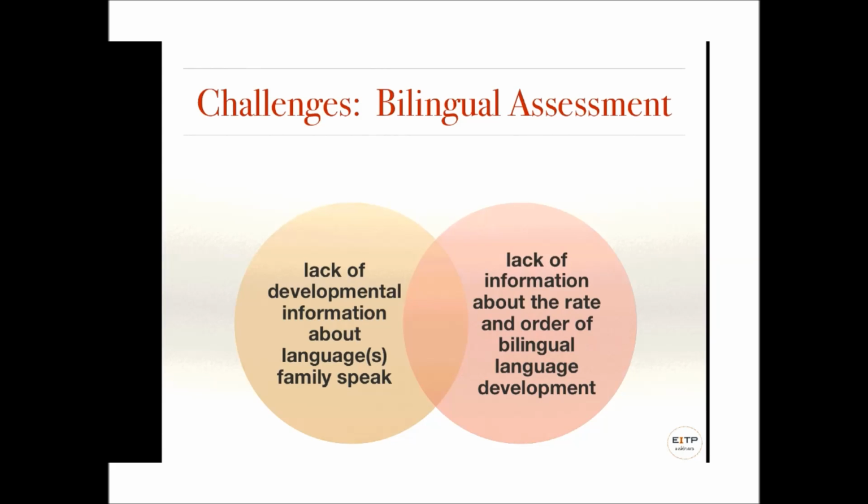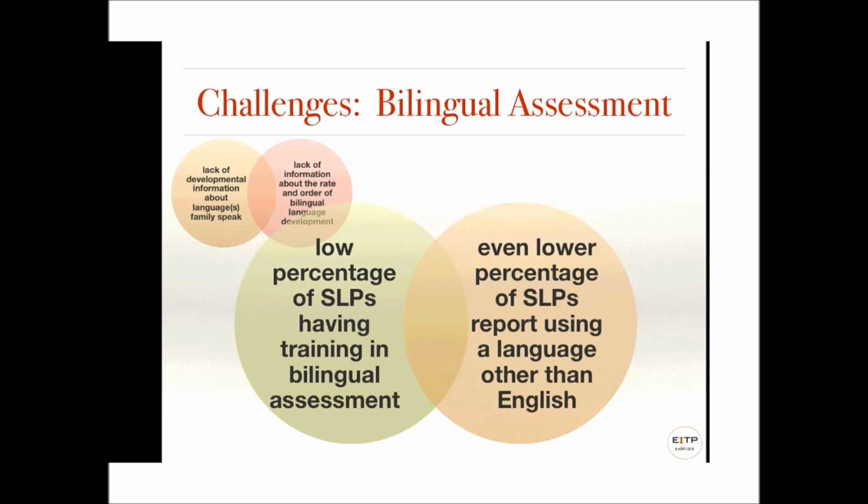So we have some challenges with bilingual assessment, and that is there's a lack of developmental information about the languages that the families speak. There's a lack of information about the rate and the order of bilingual language development. Again, this article has a lot of information in it. Some of the information in the article in the ASHA Leader refers to SLPs within the school setting, but I would imagine that we would run across many of the same difficulties in early intervention and in other settings, and the data would be very similar.